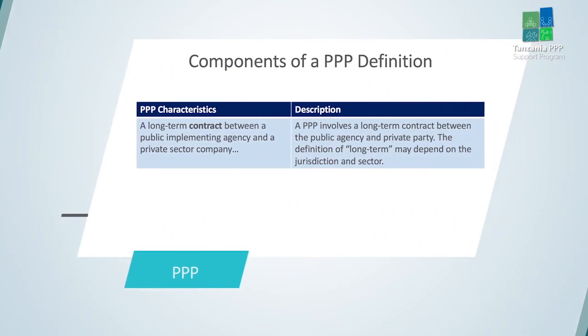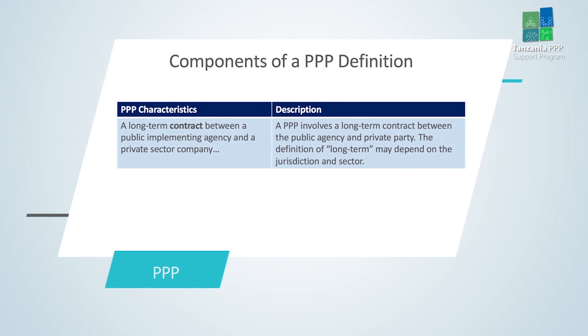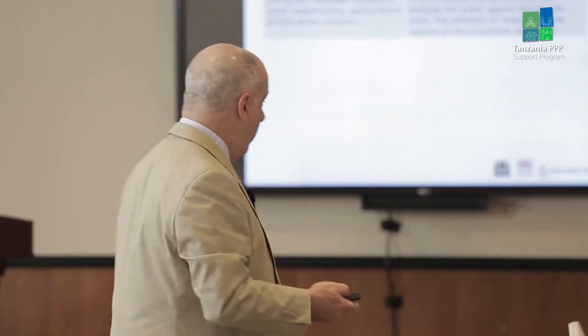So when I think of a definition of public-private partnerships, I'm thinking more in terms of elements. So these are the elements. Typically, not always though, but typically it will involve a long-term contract. These tend to be long agreements. It could be 15, 20, 30-year agreements, could even be more.